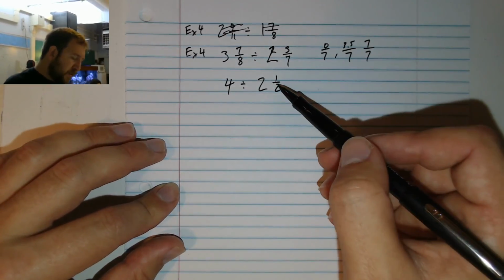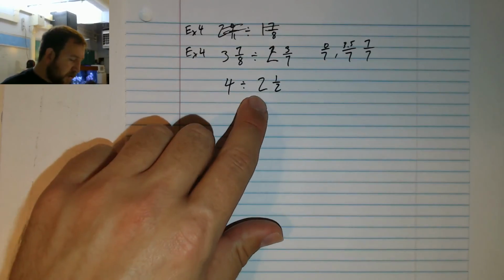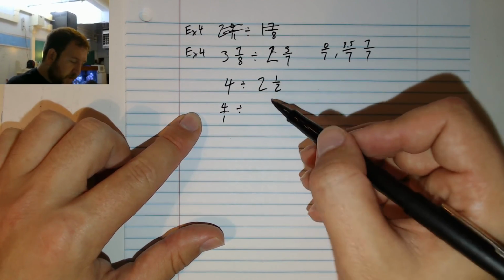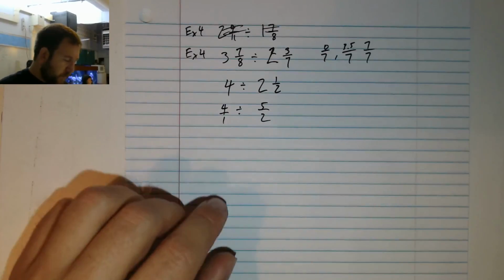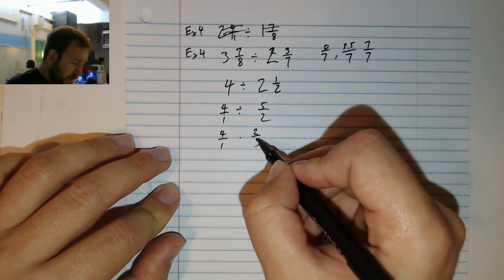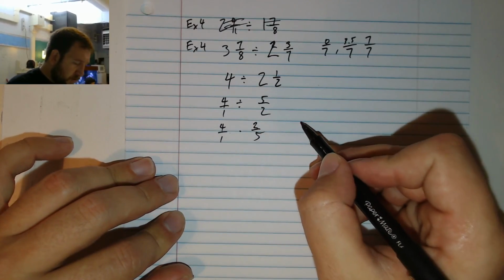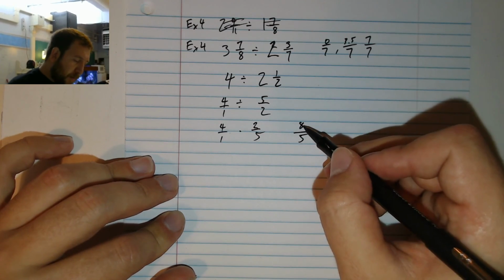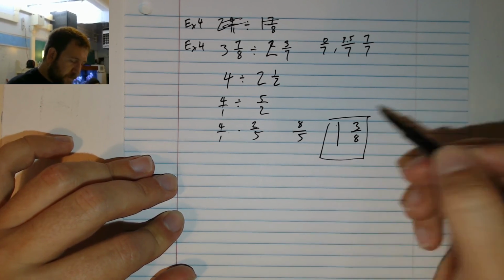Ugh. So this time I need to turn it into improper fractions. Convert to improper fractions. So let's do that. I have 4/1 divided by 2 times 2 is 4 plus 1, 5/2. Next thing, rewrite. All right, so I have 4 wholes times the reciprocal, 2/5. And then I finish off with a multiply. 4 times 2 is 8. 1 times 5 is 5. Okay, I need to turn it back into a mixed number, so I'm going to pull 5 out of that 8. So I have 1 and 3/8. Cool? Hopefully that makes sense.